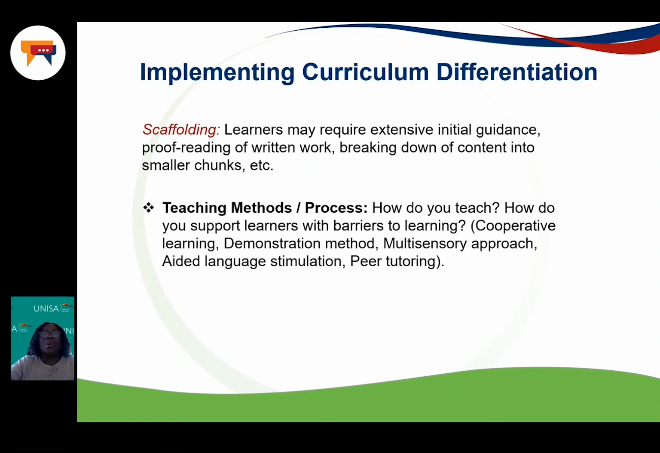Again, we can implement what we call scaffolding. This is part of curriculum differentiation. With scaffolding, learners may require extensive initial guidance, proofreading of written work, breaking down of content into smaller chunks, and so forth. So curriculum differentiation also involves teaching methods or the process. How do you teach learners in the classroom situation? Okay. How do you support learners with barriers to learning?